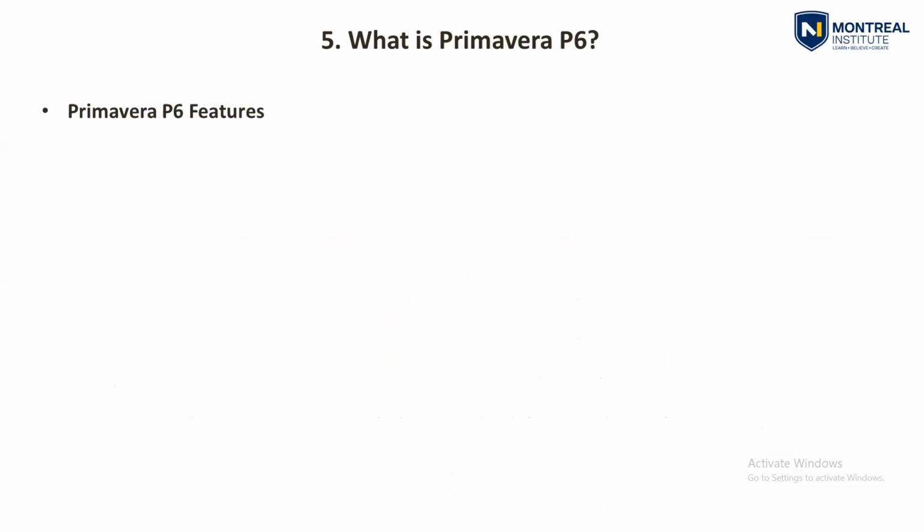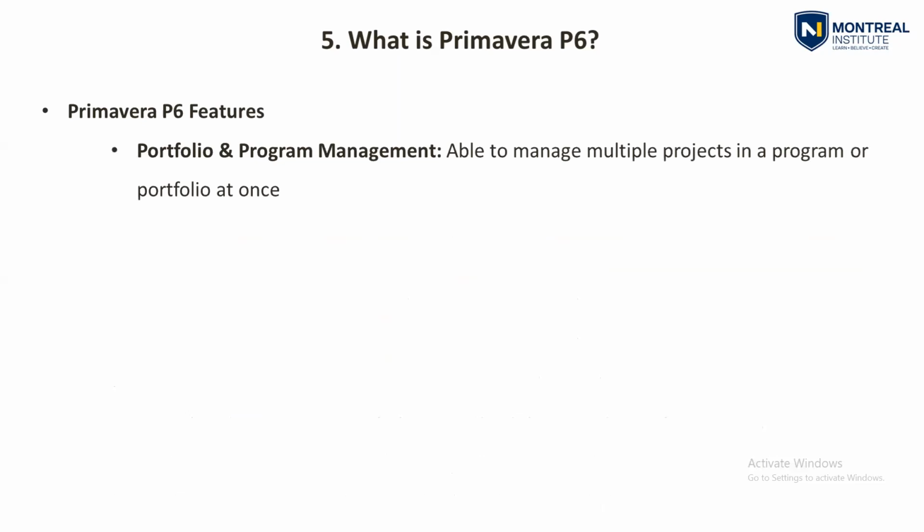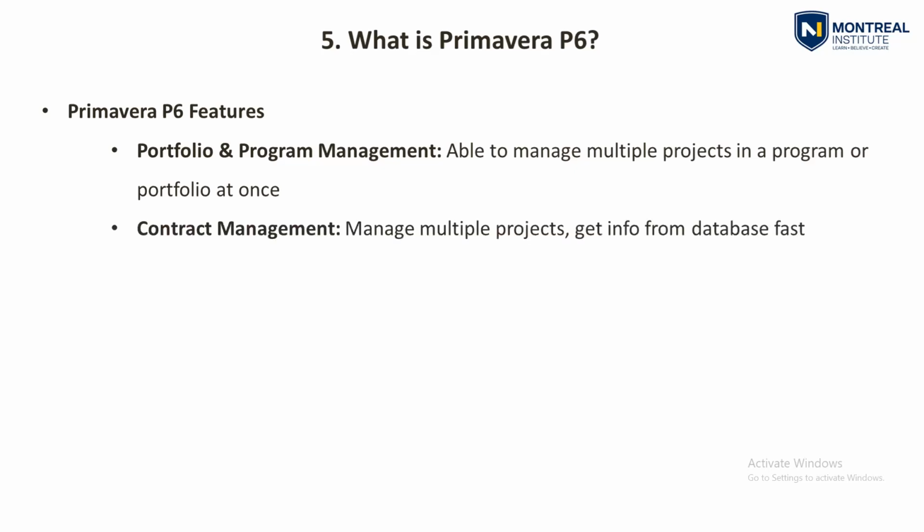Continuing the features, portfolio and program management: able to manage multiple projects in a program or portfolio at once. As I told you, I am now handling around six projects in one Primavera P6 software. You can open them in one window without closing the program. That is the most important thing in Primavera P6. Contract management: manage multiple projects and get into the database fast.